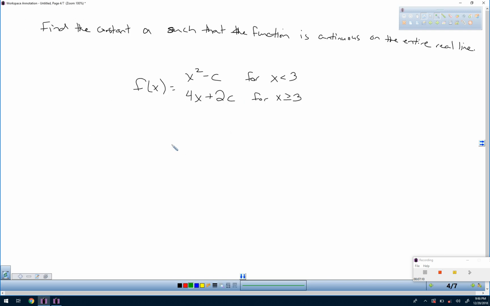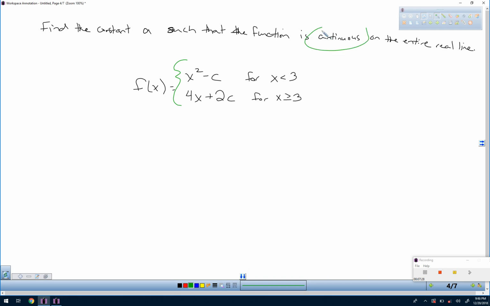Find the constant c such that the function is continuous on the entire line. Well, so I have this piecewise function. The top part says x squared minus c for x is less than 3, and 4x plus 2c for x is greater than or equal to 3. So it's a piecewise function. There's two pieces of this function.